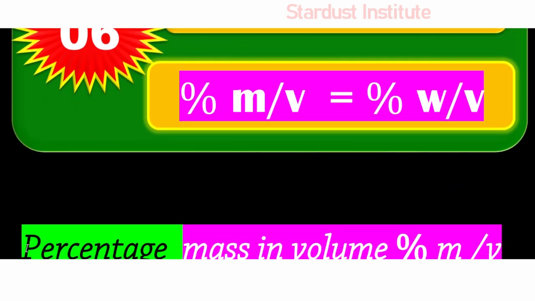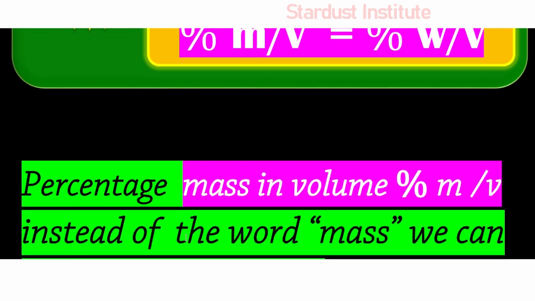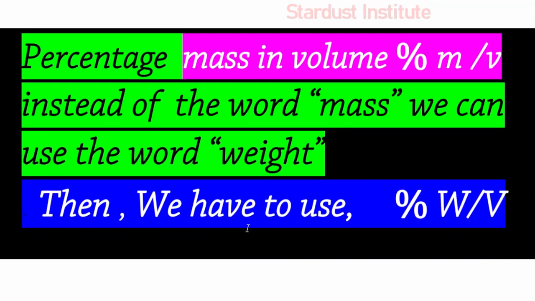We can express concentration of a solution as a percentage. One way is percentage mass in volume, or mass by volume. Instead of the word mass, we can use the word weight. Then we have to use percentage weight by volume. There are two problems here. Let's solve them.